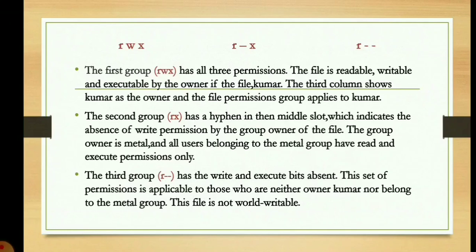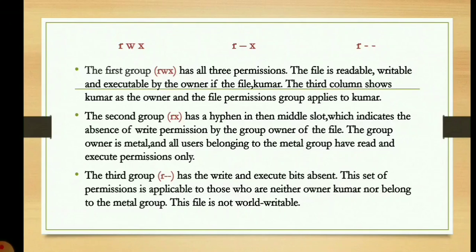The first group, rwx, has all 3 permissions, so that file is readable, writable and executable by the owner, which is Kumar. We have discussed that the third column shows the owner. The second group is the r-x group. This group has a hyphen in the middle slot, which indicates that the write permission is absent in this group. So this applies to the group owner of the file, and as we have discussed in the previous slides, we know the fourth column shows the group owner, that is metal here.